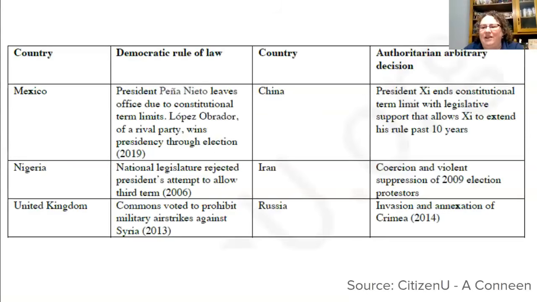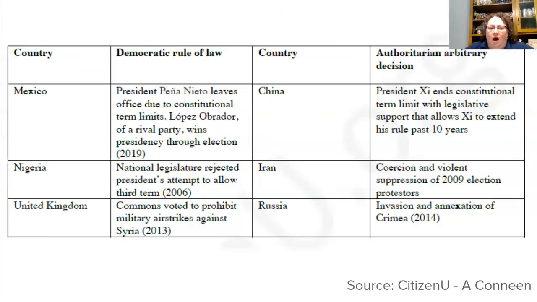So I have this lovely little chart that I also took from Mr. Canine that he shared through CitizenU. So you see it has each country that we're studying, our CG6, and then discusses which one has democratic rule of law and which one has authoritarian rule. And so we have that 3-3, Mexico, Nigeria, and the UK, which we consider democratic, although they vary on their lines. So like the UK is the most democratic, Nigeria would be the least of those three. And then we have our authoritarian, China being the most authoritarian.